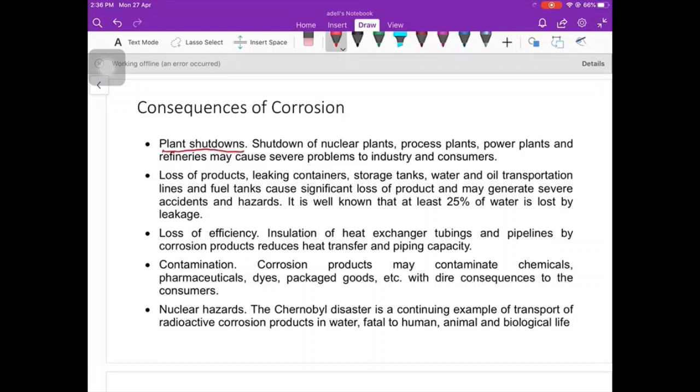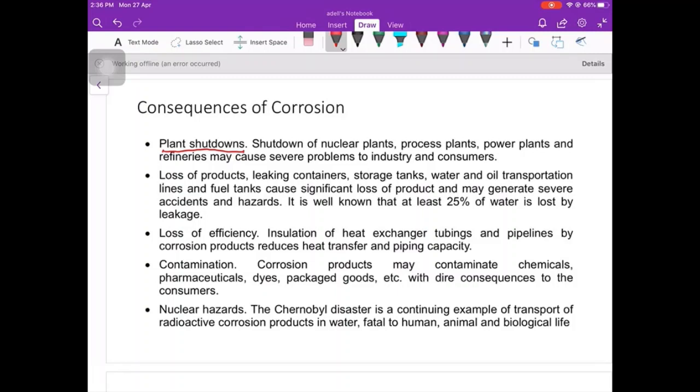One is the shutdown of plants. Okay, for example, the process plant or nuclear plant will be shut down due to corrosion of the plants. Okay, normally metals are used to construct the plants. The cheap metal that they normally use is steel. Okay, so when steel corrodes with time, it will make the plant be shut down.